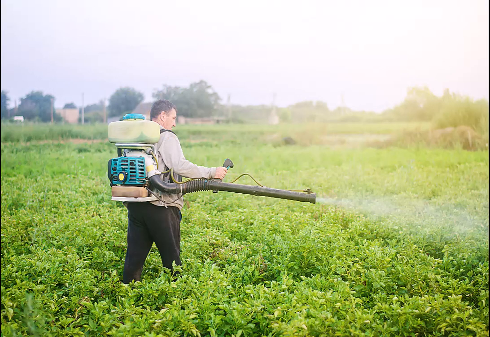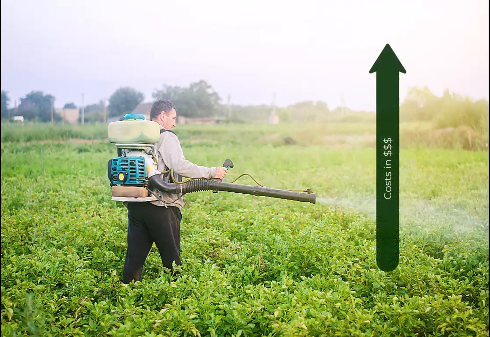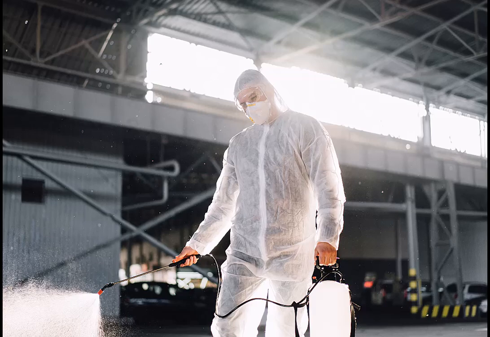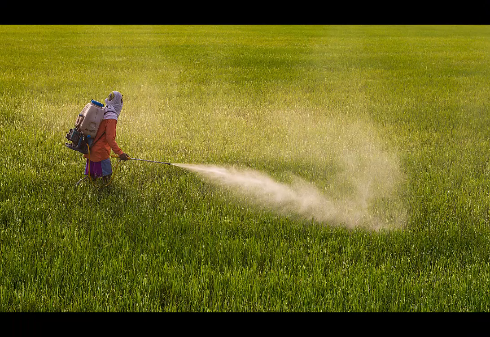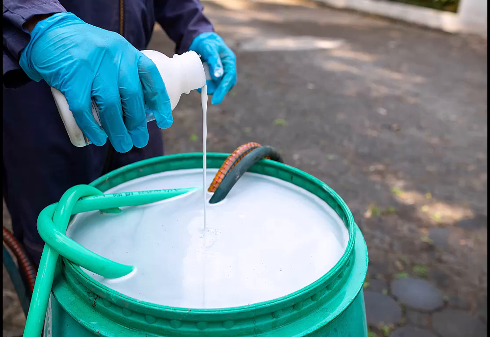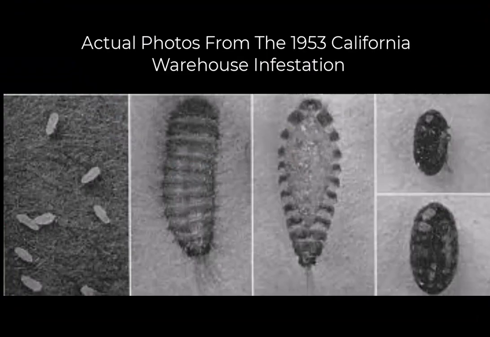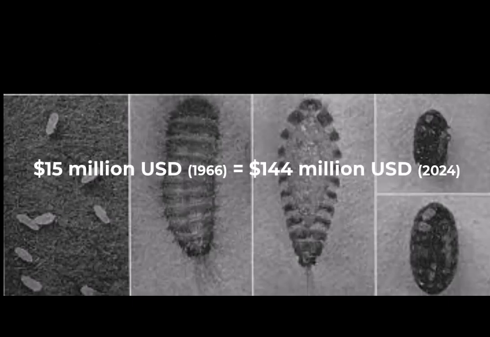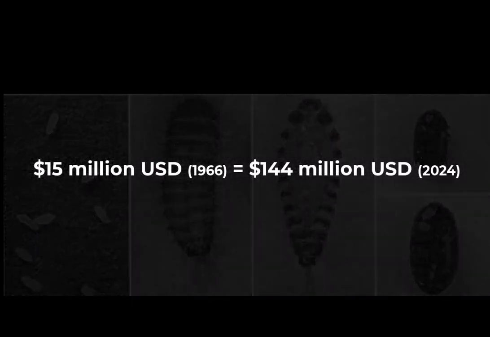When Khapra beetle has to be eradicated, the cost of fumigation is very high. The reason? Khapra beetle are very resistant to many fumigants and pesticides. Determining the correct combination of fumigants and pesticides is often done on a trial and error basis. An infestation of Khapra beetle in California in 1953 led to a massive control and eradication effort which lasted until 1966 and cost $15 million. That translates into $144 million in 2024.